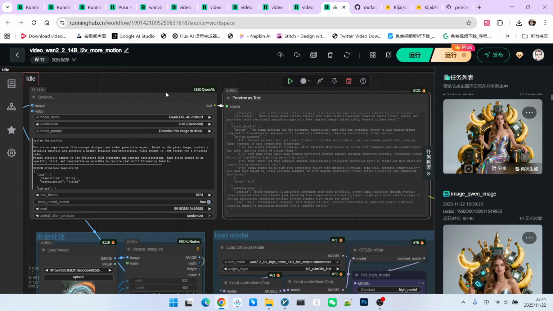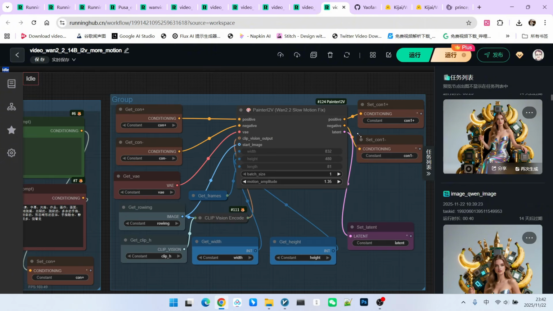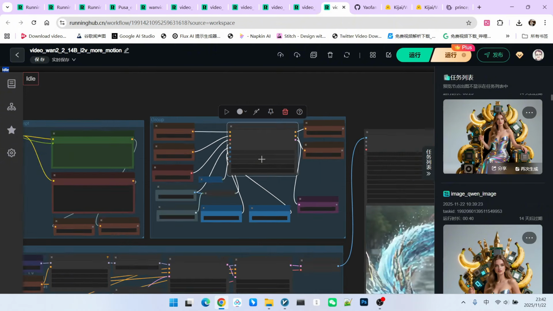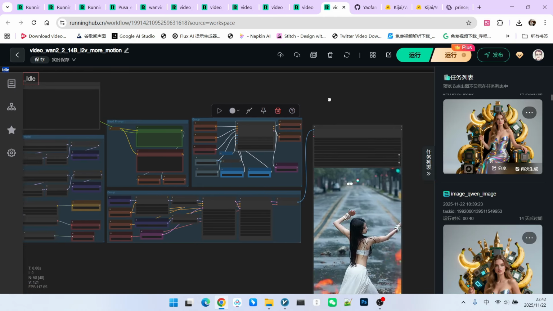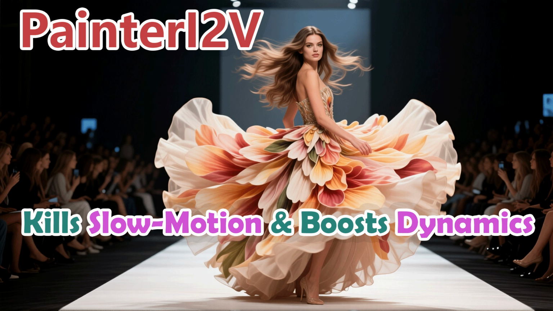The second key point is our prompt. The essence of prompt optimization is to generate as many action descriptions as possible. Of course, you don't necessarily have to use my prompt engineering method. You can use any other method as long as the resulting prompt gives you more motion effects. Thirdly, we used Painter I2V to solve the slow motion problem. If you are unfamiliar with this technique, you can watch this video which provides a very detailed explanation.